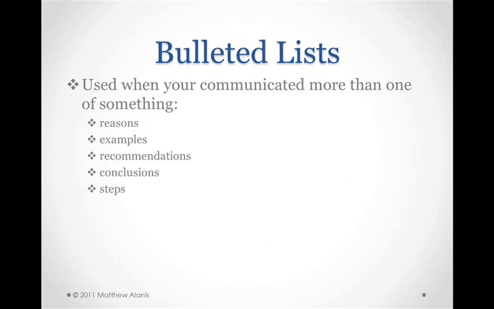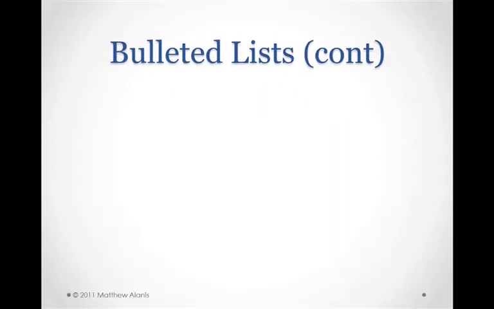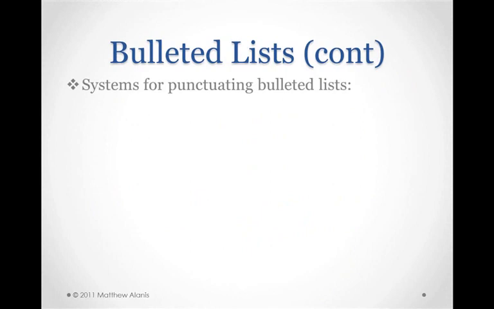So let's look at a couple different types of bulleted lists real quick, and then we'll conclude the lecture. There are a number of different ways that you can do this. There are a number of different systems that you can use for punctuating bulleted lists. And similar to the up style and down style headings, I don't care which one you use, but be consistent in the one that you choose.